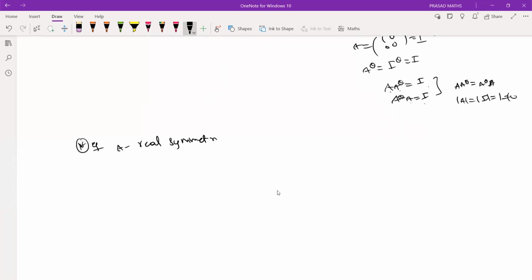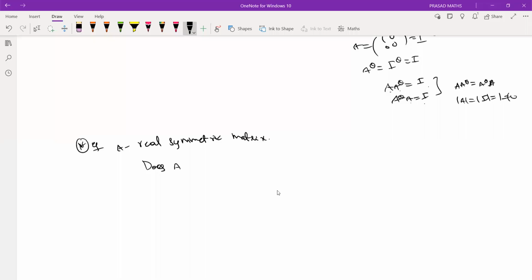Suppose A is a real symmetric matrix. Now, is it a normal matrix? A real means A bar is equal to A, its conjugate is itself. Symmetric means A transpose is equal to A. Now my question: is it normal? Compute A into A theta and A theta into A. If they are equal, then it's normal. Otherwise, it's not normal.